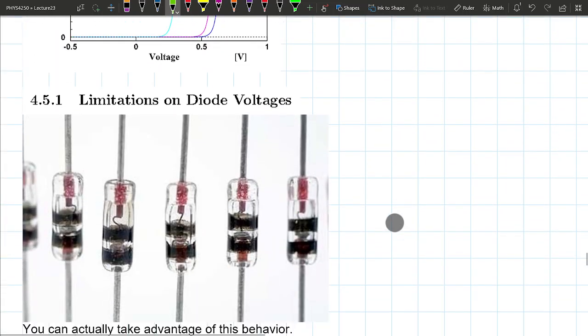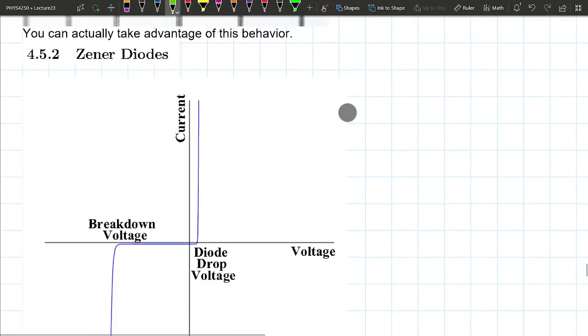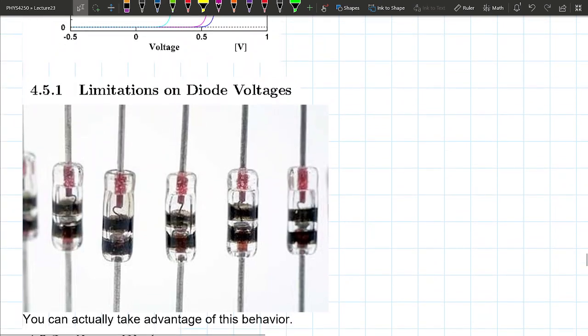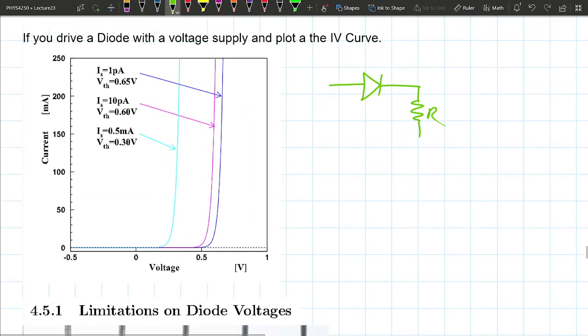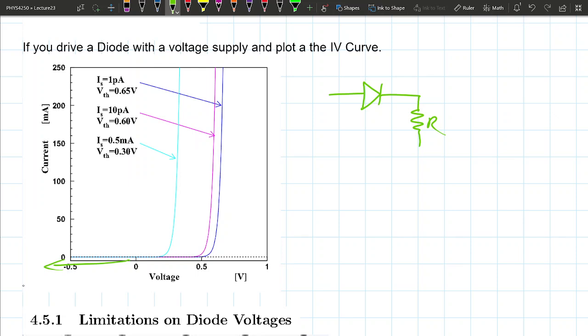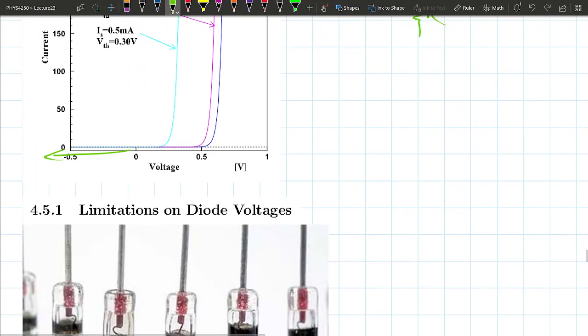Okay, let's not talk about the limitations. We'll just go quick, right? So even though it's supposed to stop all the current if you reverse bias it, if you apply like 1,000 volts to it, it will allow current to flow. Okay, so don't do that.